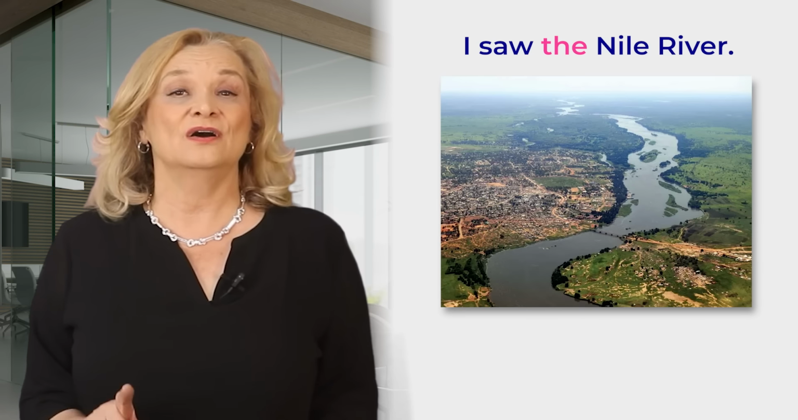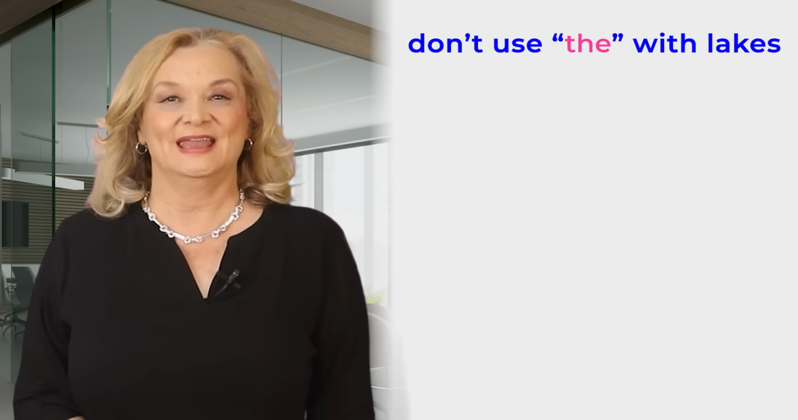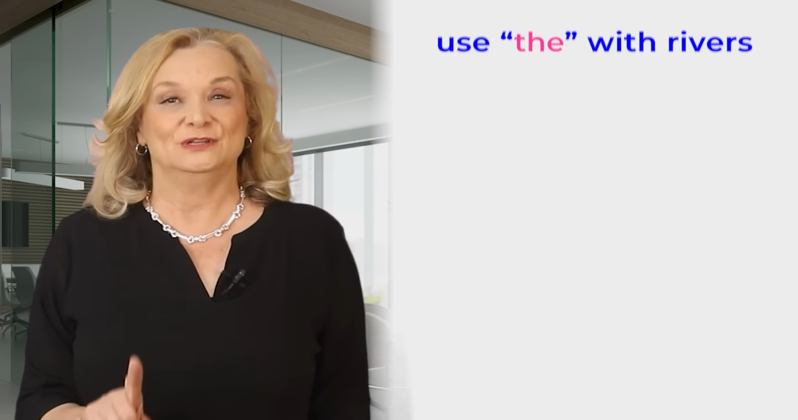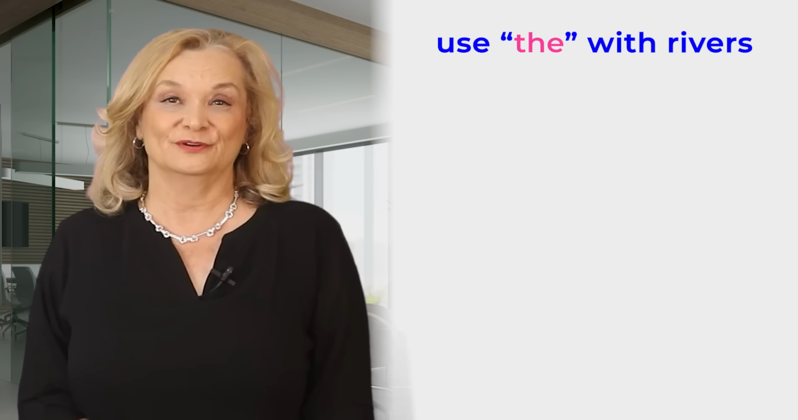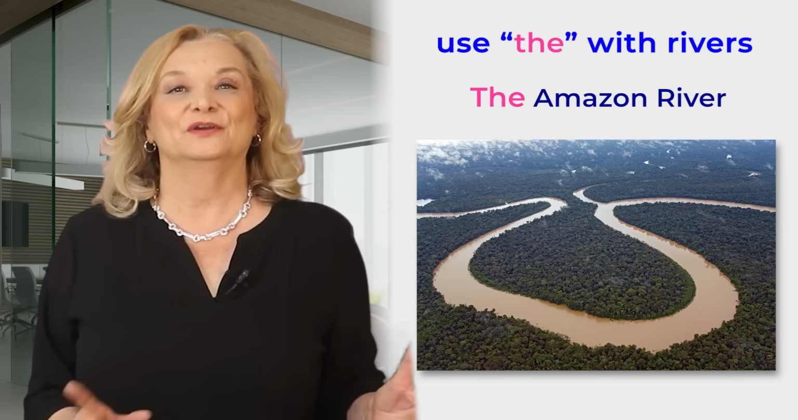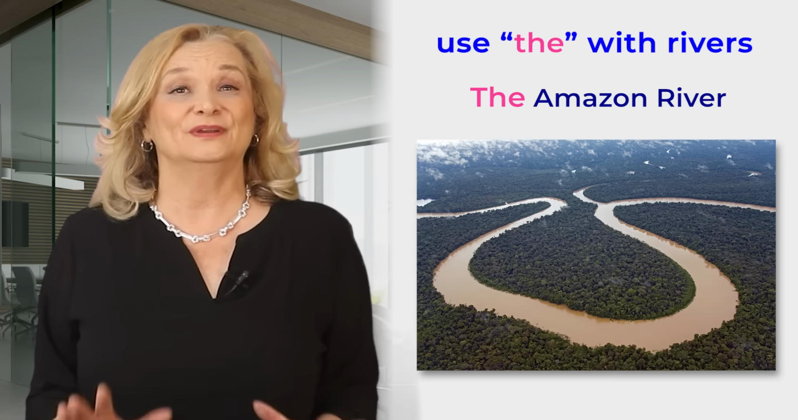Let's look at these two sentences. I went to Lake Tahoe. I saw the Nile River. We use the article "the" here. So here is the rule. We don't use "the" with lakes, Lake Tahoe, Lake Michigan, but we do use "the" with rivers, the Nile River, the Amazon River. It gets very specific, doesn't it? These rules can be really detailed.